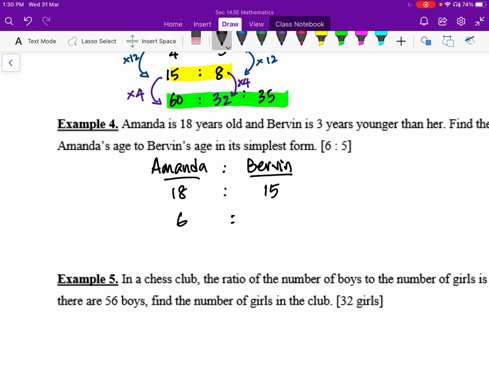6 to 5. Do you hear me repeating a common phrase? You do the same thing on both sides. For the equal sign, you minus one side, you minus the other side. In this case, our ratio, you do the same on both sides also. Both sides divided by 3.